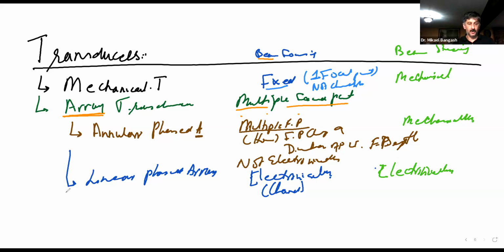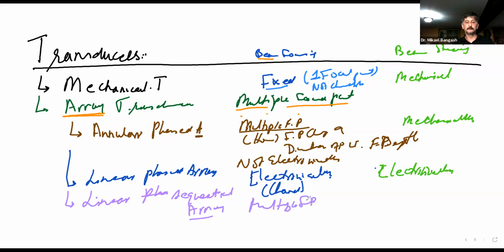The next transducer, which is still going to be an array transducer, is going to be called a linear sequential array. This again means that it has multiple focal points. And how is that going to be done? Again, electronically, most likely with the help of your channels. How is the steering going to be performed? Again, electronically.